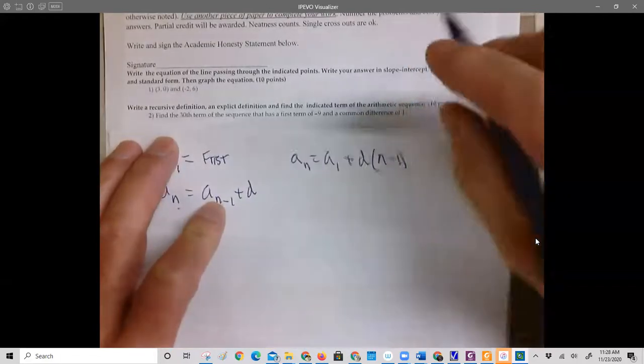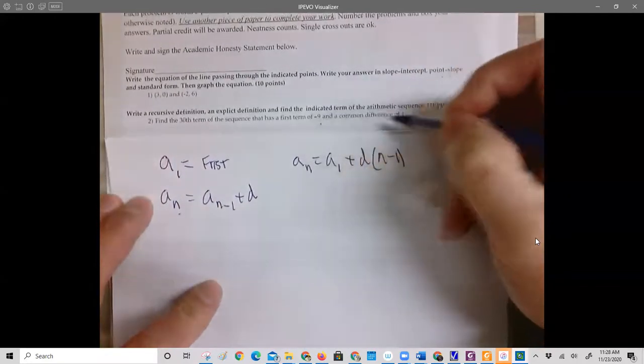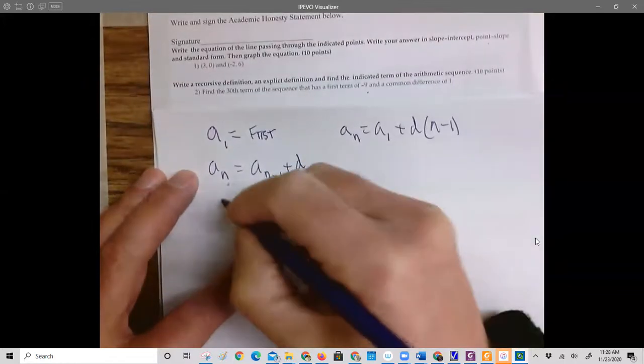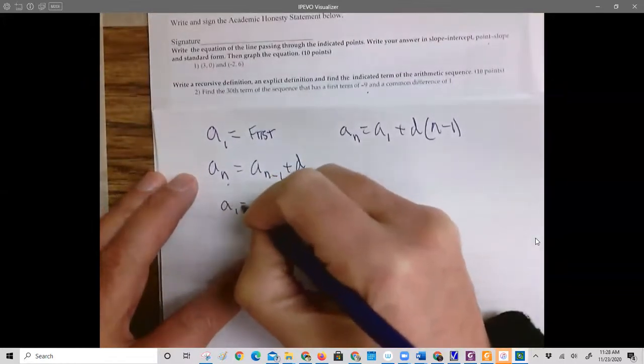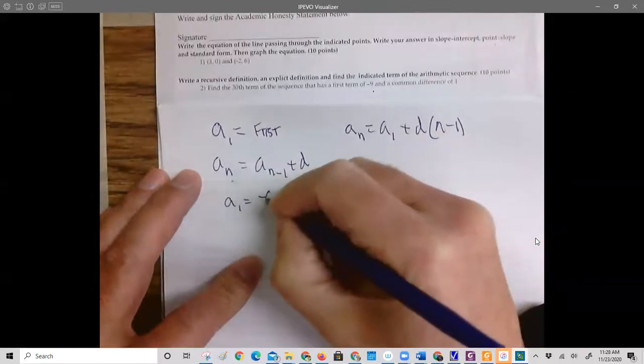And so what do we have here? We've got a first term of -9 and a common difference of 1. So to do it as a recursive definition, I'm going to write -9.